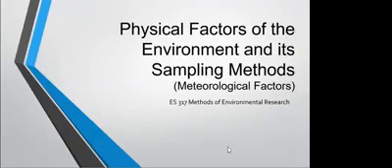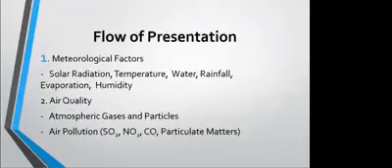For the flow of my presentation, I will be talking about the first two topics, which are meteorological factors and air quality. For meteorological factors, we have solar radiation, temperature, water, rainfall, evaporation, and humidity. And for air quality, we'll be talking about atmospheric gases and particles, and of course, air pollution, the different pollutants that are present in the air.